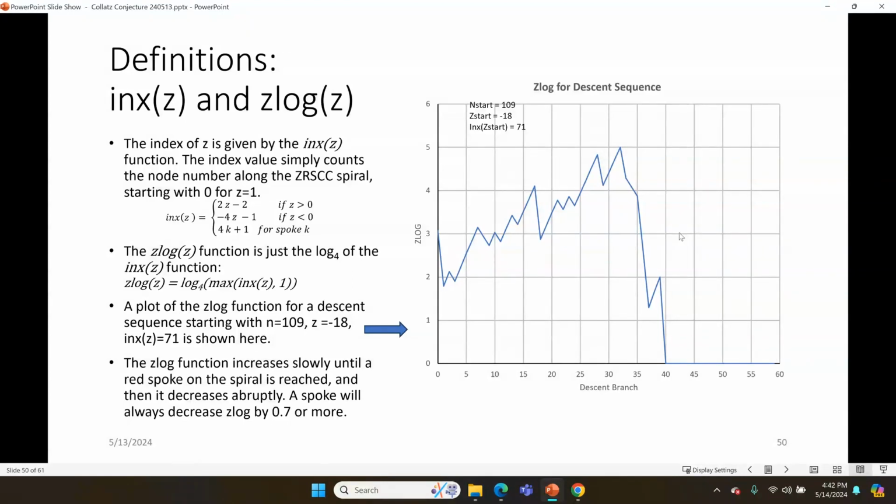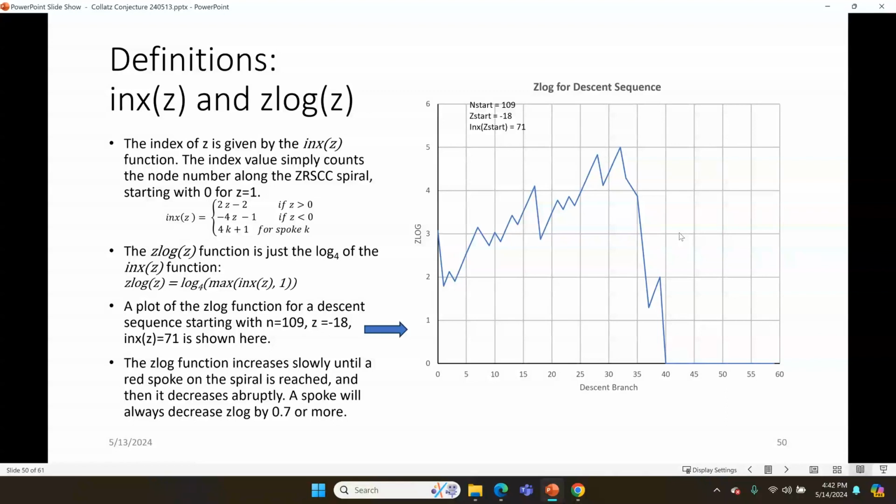This also lets us define a Z log value, which is just the log to the base 4 of the index value, limiting it to 1, so that the root nodes at 1 and 0 both give a Z log value of 0.